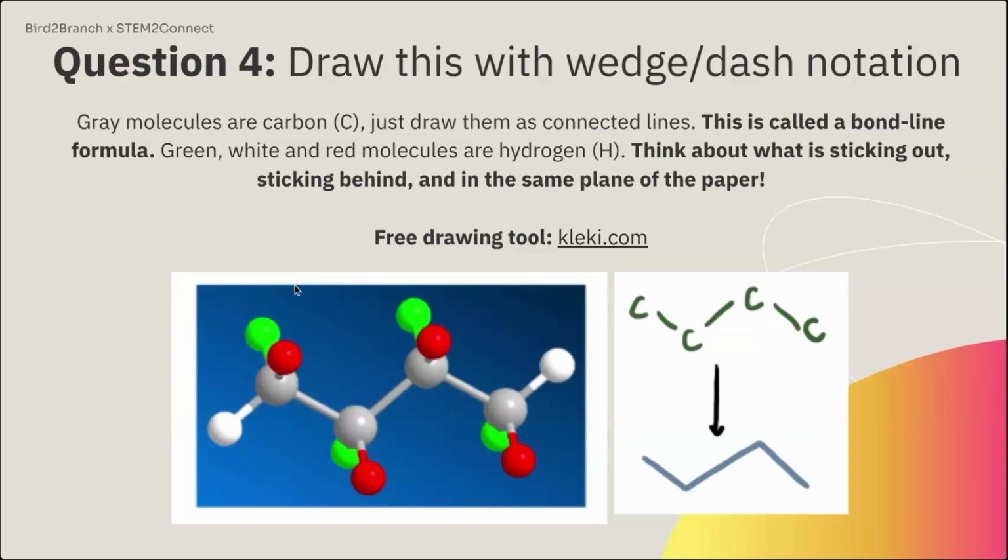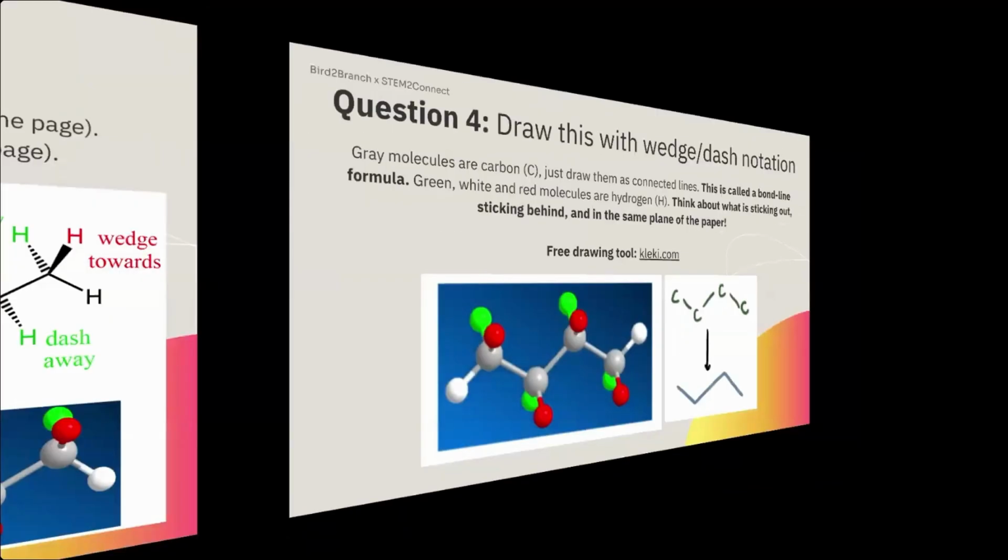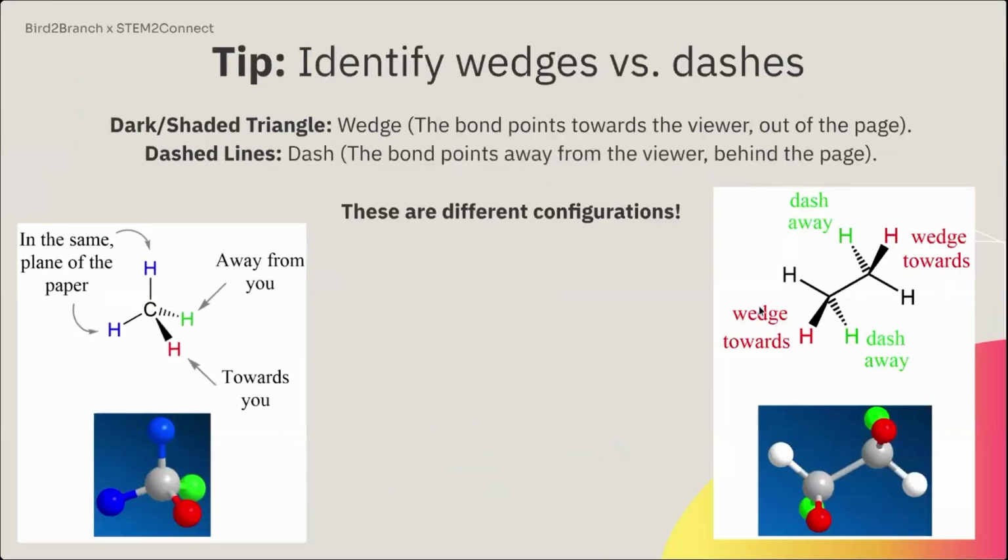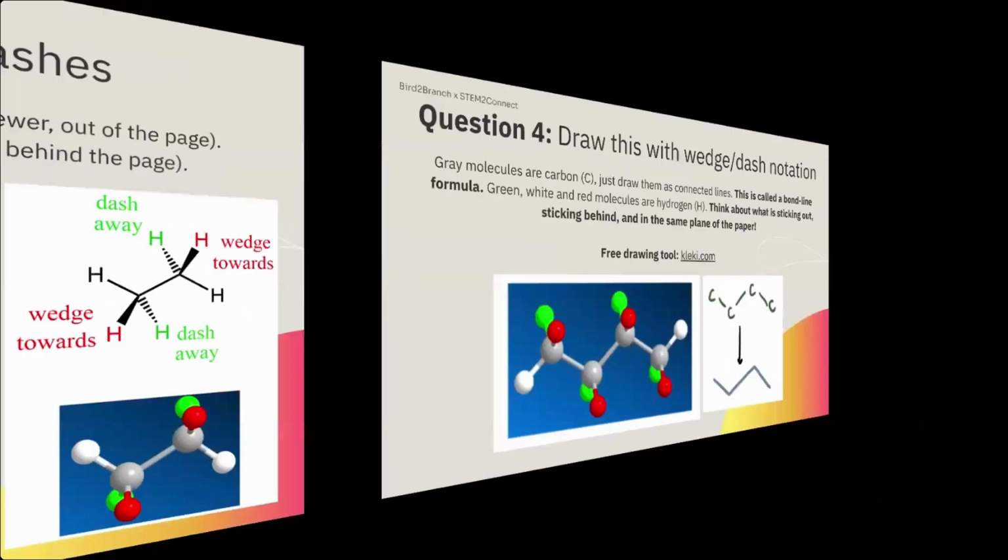Yeah, no problem. What we're doing is you either get out a sheet of paper or you go to Clucky.com, which is a free drawing tool, either on your computer or on a phone or tablet. And you can draw this molecule on the picture using wedge dash notation. If you recall in the previous slide, wedges mean that something is sticking out towards you, dashes mean they're sticking away, and a line just means it's in the same plane of a piece of paper or is flat.